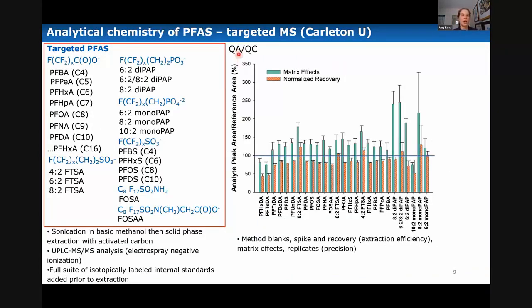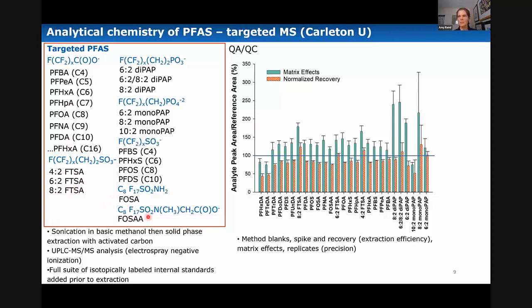So the targeted analysis took place both in my lab at Carleton University, as well as our collaborators' lab at University of Montreal. At Carleton, we looked at several PFCAs of varying chain length. We looked at PFCA precursors like the PAPs, shown here. We also looked at a few PFSAs, including PFOS, the C8, as well as PFSA precursors, and a couple of different PFAS as well.